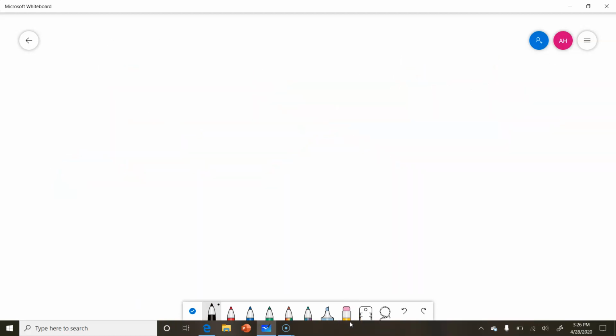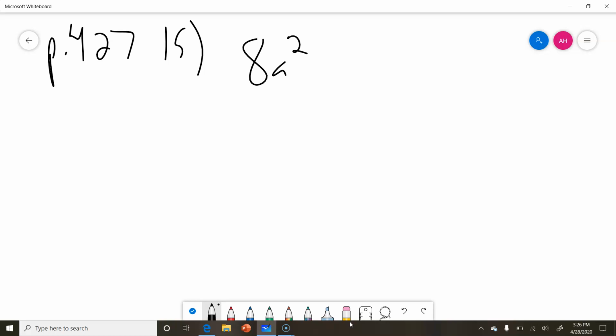Here's a homework problem. So this is going to be one of yours. This is page 427, and this is number 15. It's the first homework problem, and it looks like this. It says 8a squared minus 48ab squared plus 72b to the 4th. Wow, okay, that's some weird numbers.